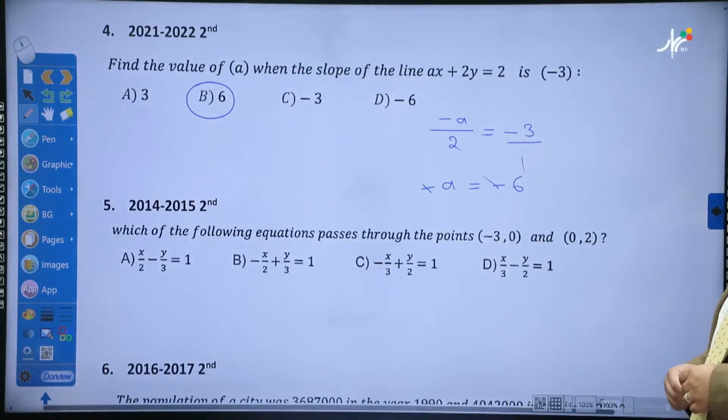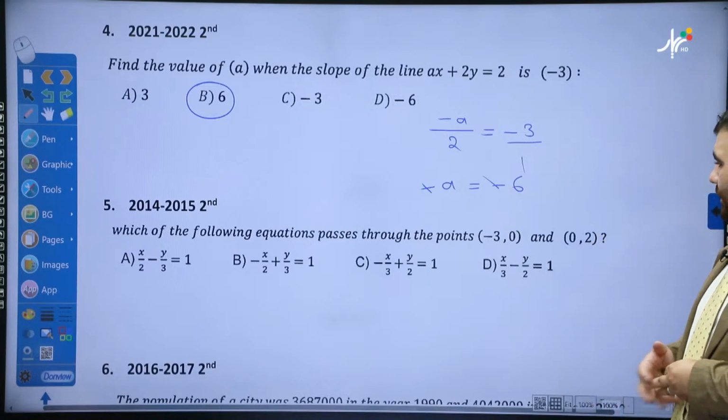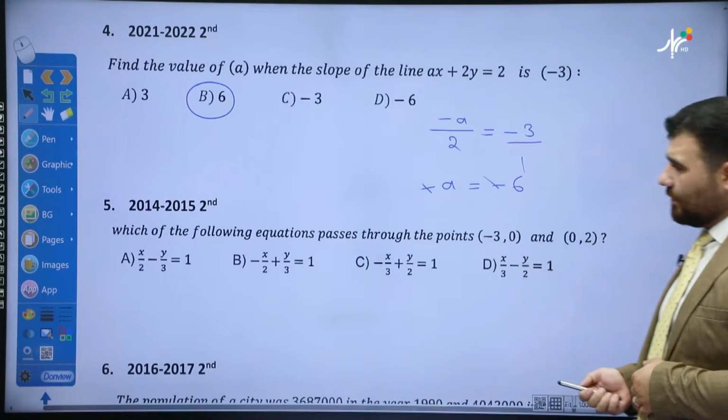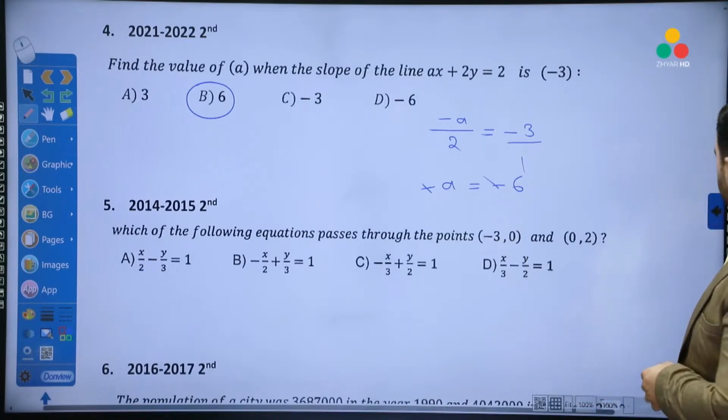Question 5. Which of the following equations passes through the points? Same idea. I think same question. We already solved this question.